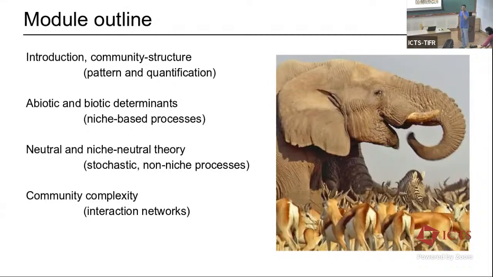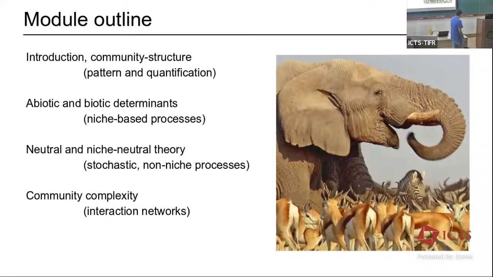We'll talk a little bit about what actually leads to community structure. What are the processes that end up creating an ecological community? Those processes can be non-random, things like competition or predation, things that are deterministic, or they can be random. So they can also be stochastic processes that end up structuring communities.